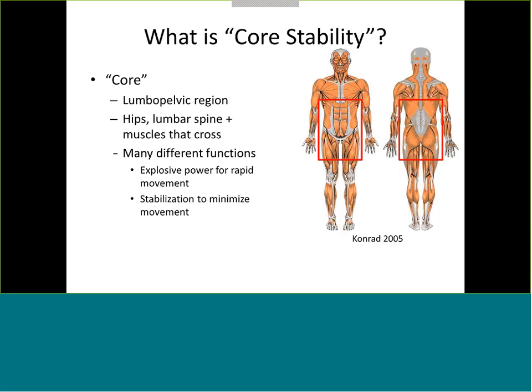And when you think about what these muscles and joints do, they provide many different functions for the body. For some activities, they might provide explosive power for rapid movement, such as in jumping or baseball pitching or baseball hitting. But in most activities, including running, what they're doing is more stabilizing that proximal central part of the body to minimize its movement and allow a greater freedom of movement and ability to generate power at the extremities.